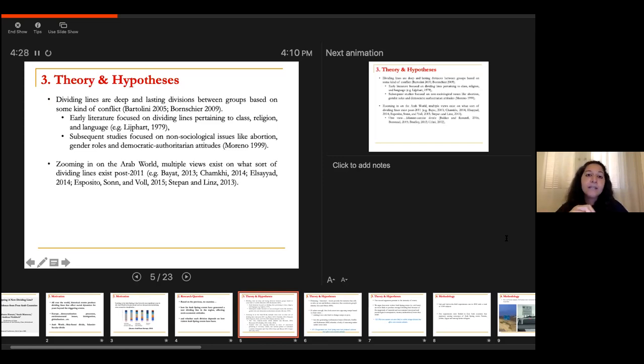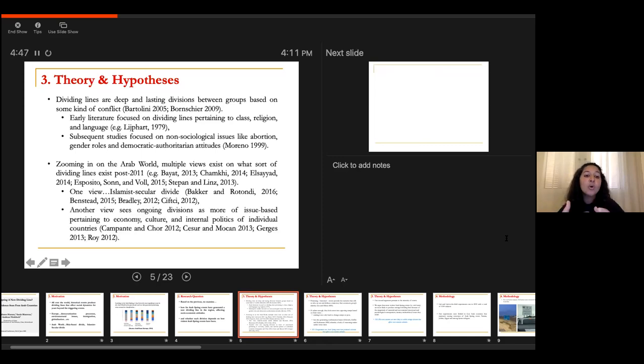And if we zoom in on the Arab world, there have been multiple views on what sort of dividing lines exist post 2011 Arab Spring. One view, for example, considers the Arab Spring as a new wave of the Islamist-secular divide. Another view sees the ongoing divisions as more issue-based, pertaining to the economy, culture, and internal politics of individual countries.